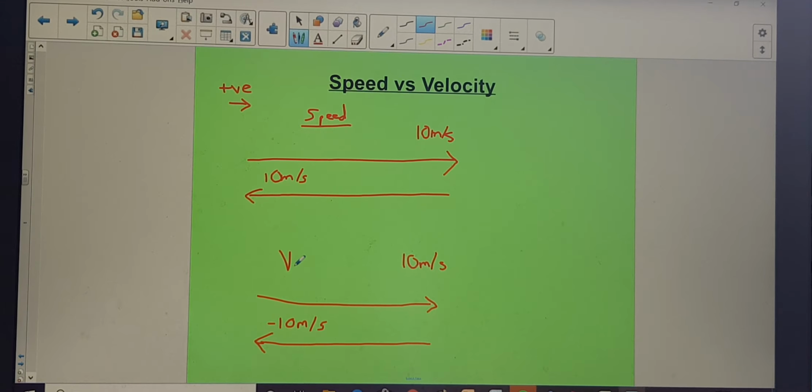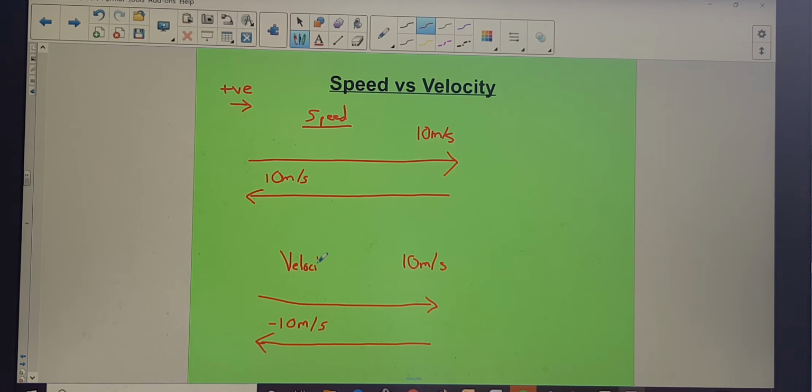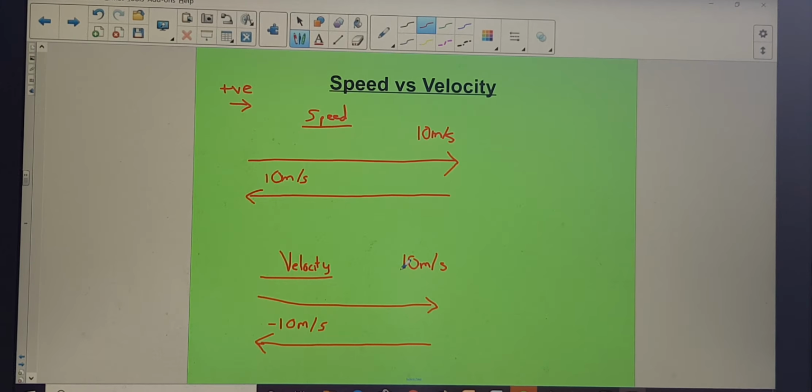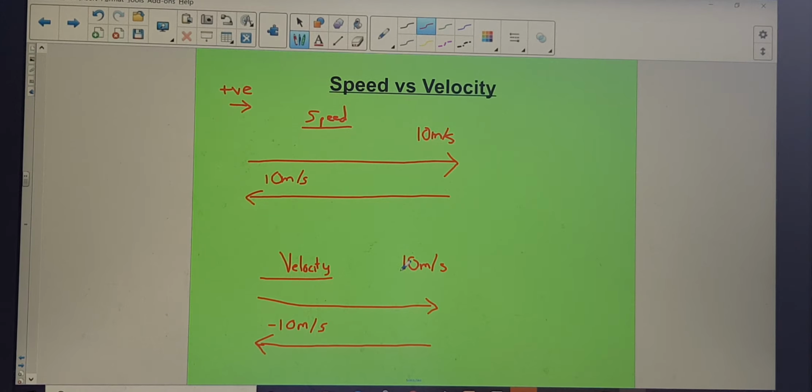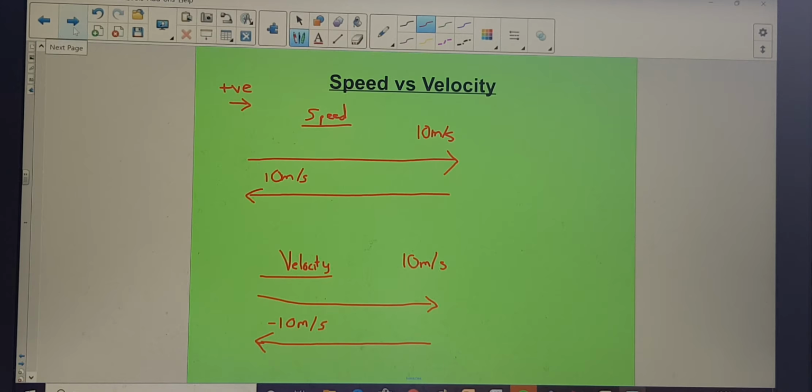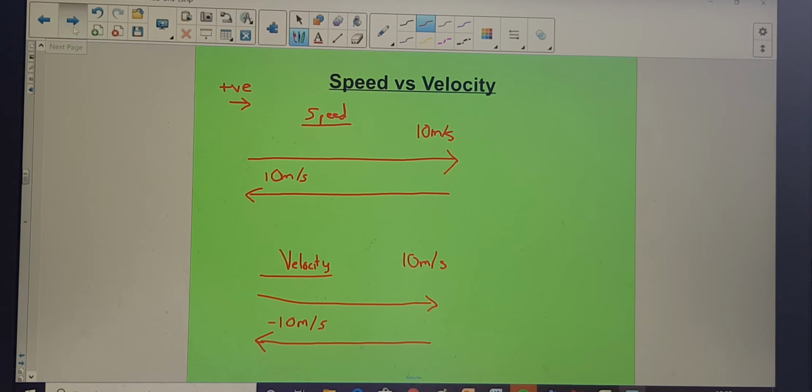And that's the distinction. Velocity cares about direction. Speed doesn't. That's the distinction between speed and velocity, guys. So if I'm talking about speed, I don't care. Velocity does care. And it's very important that you stipulate, you consider what direction it's moving in.